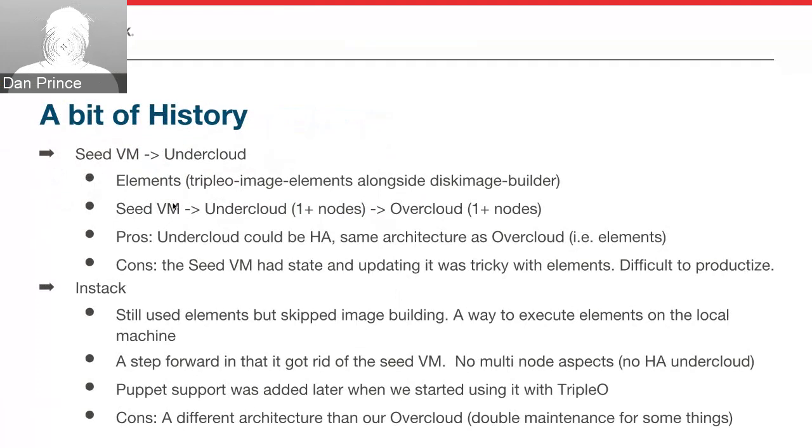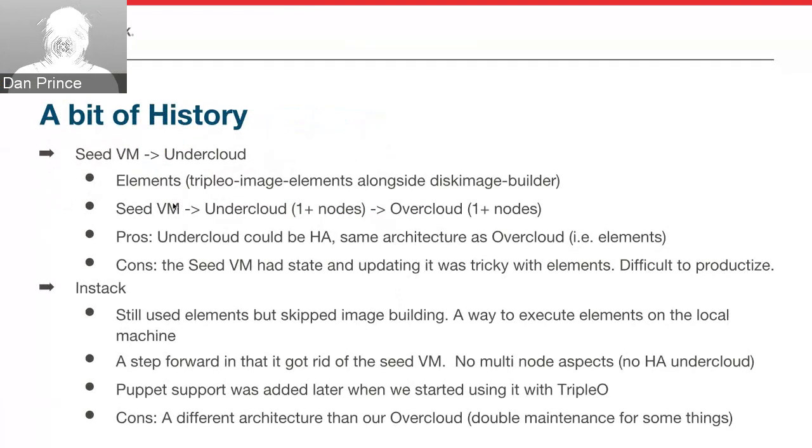So, wind forward a couple of years, and an idea came about where you could take the same elements that we were using in the seed VM, and this was something called Instack. You could use the same elements from Disk Image Builder, but run them on a local machine instead of using them to build an image. And so we started building our Undercloud with that. This was basically a consolidation of the seed VM and the Undercloud ideas, and the nice thing is it got rid of the seed VM.